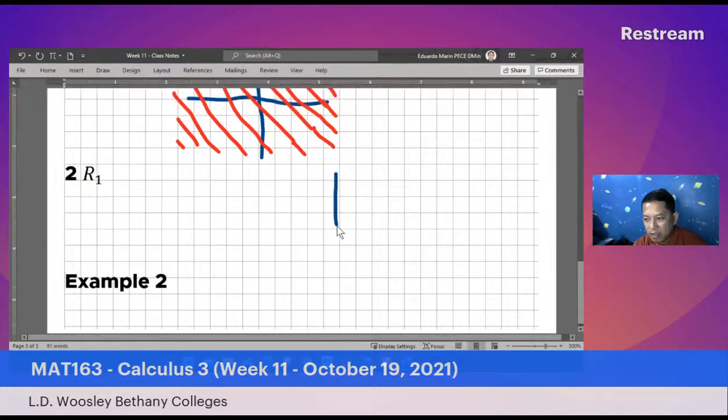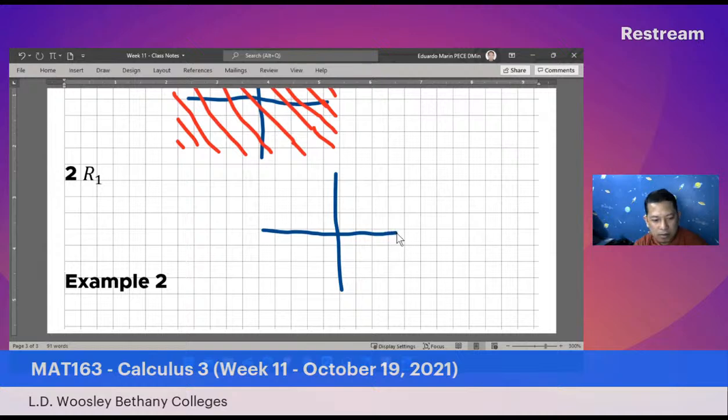Drawing ako dito. Cartesian plane ulit. Okay, ang value ng C mo halimbawa ito. So meron kang region of R. Yan yung magiging radius mo. Alright.